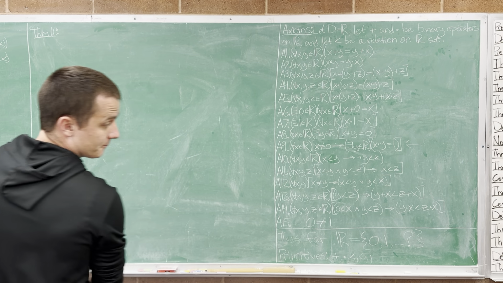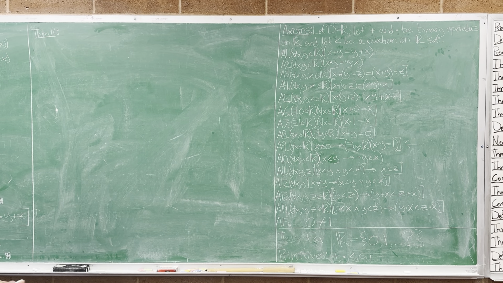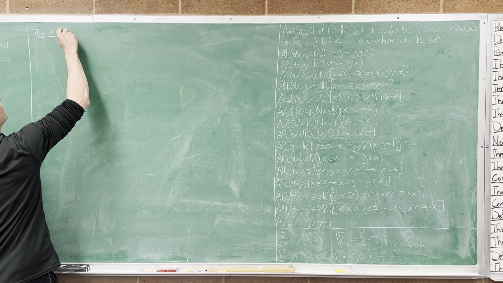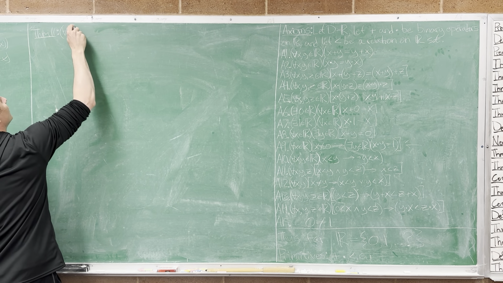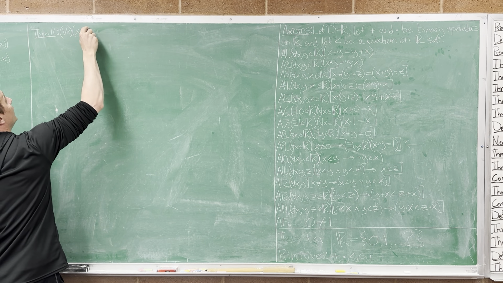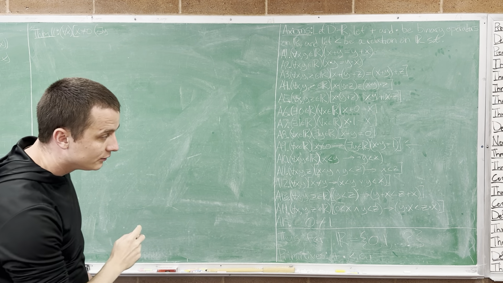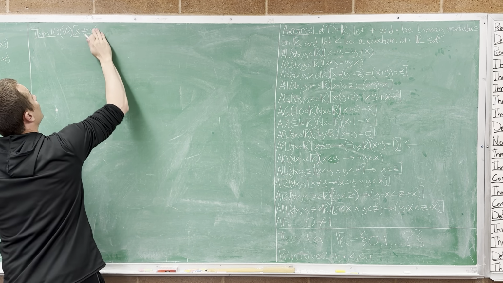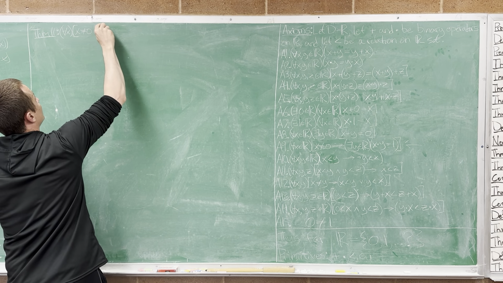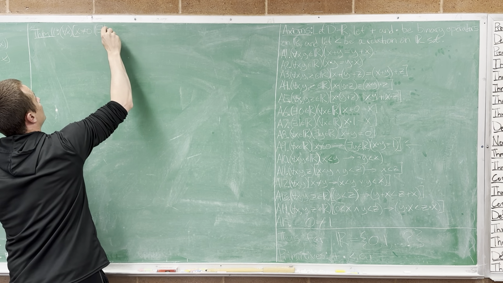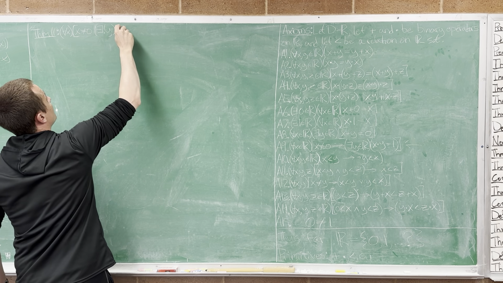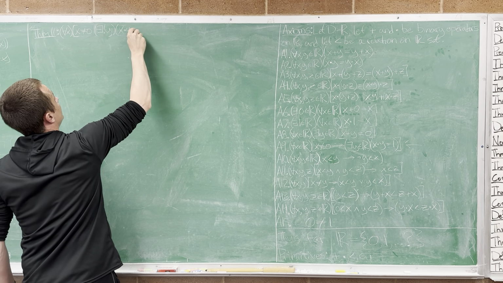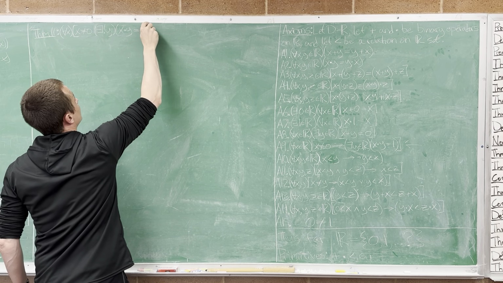Theorem 11. So it's for all x, if x is not equal to 0, I'll do square bracket there, then there must exist some y. Is that a unique y? Yeah, this is our uniqueness proof. Yep. Then there exists a unique y such that x times y is equal to 1. So that's what we're proving.